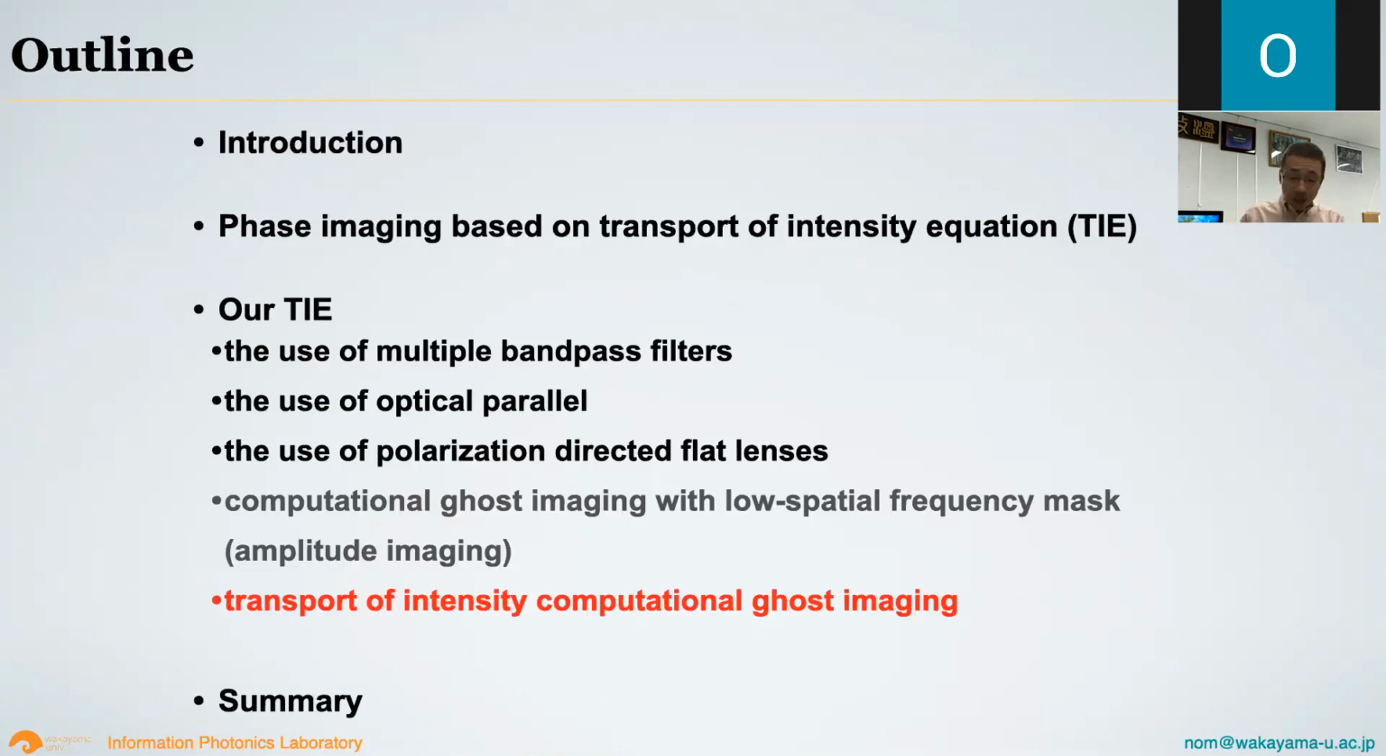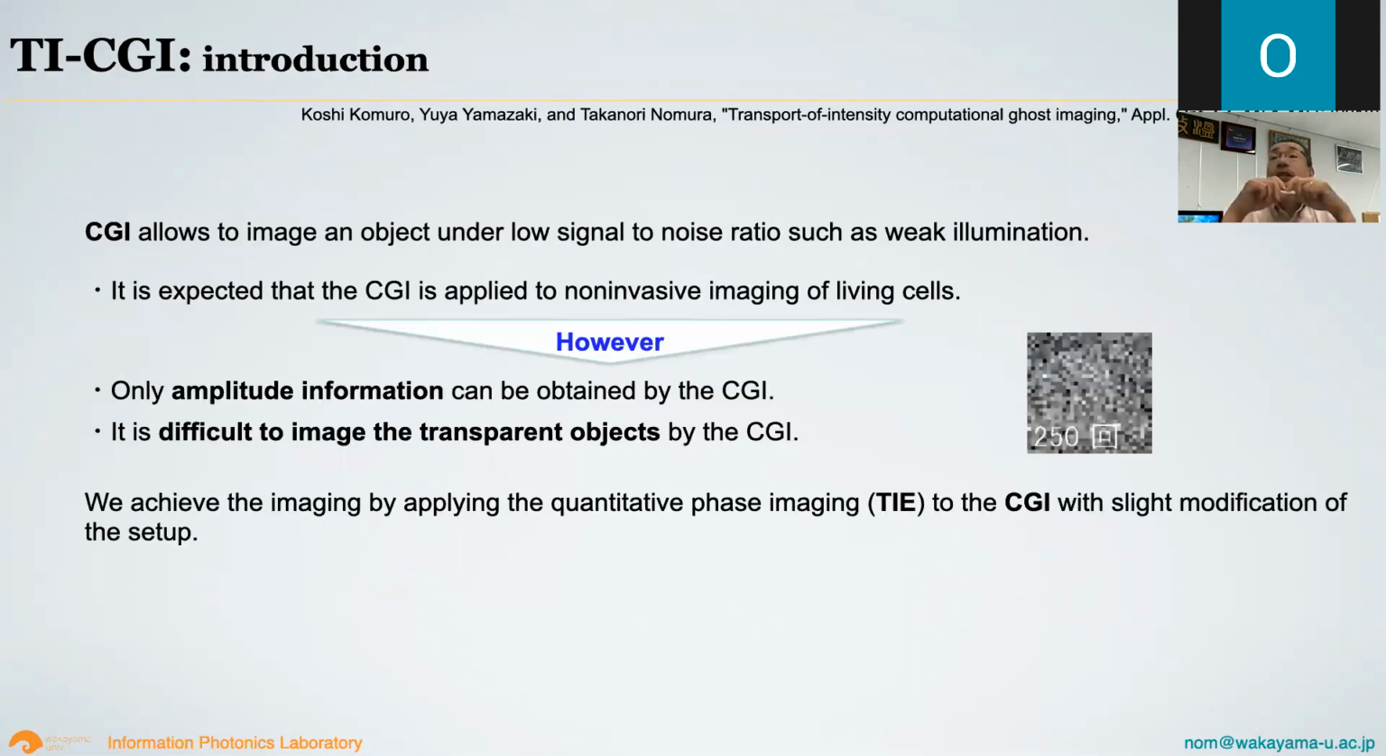This is the last one, transport of intensity computational ghost imaging. As mentioned above, CGI allows us to image an object under low signal to noise ratio, such as weak illumination. It is expected that CGI can be applied to non-invasive imaging of living cells. However, only amplitude information can be obtained by CGI, and it is also difficult to image transparent objects by CGI. This is the same meaning.